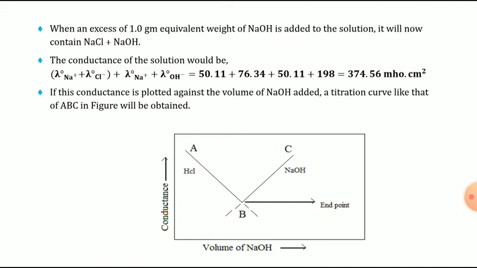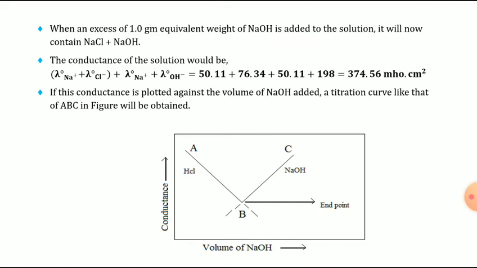Why high? Because the H plus and Cl minus ions are high in quantity. That's why the mobility of the ions is higher, the electrical current in the solution is also higher, and that's why the conductance is higher. When we add the NaOH solution from the burette into the HCl solution, the H plus ions and Cl minus ions go on decreasing. Ultimately the conductance of the solution also goes on decreasing, up to the B point.